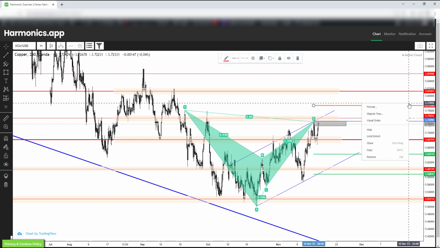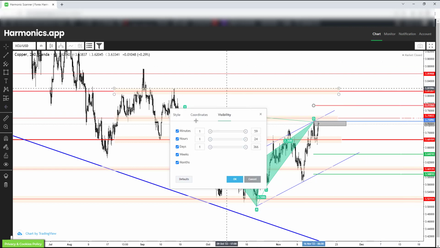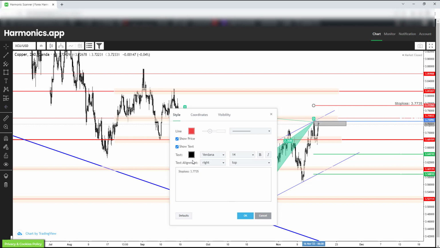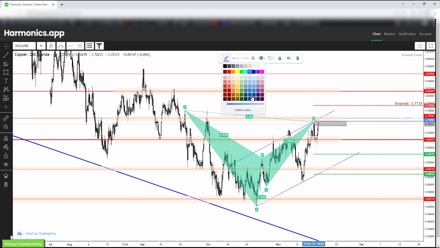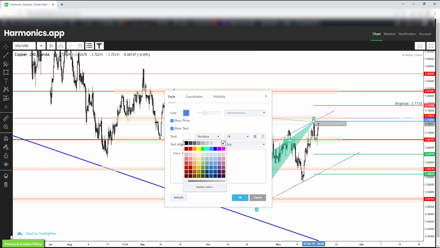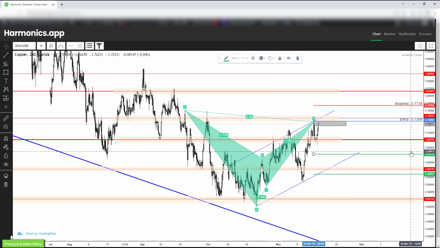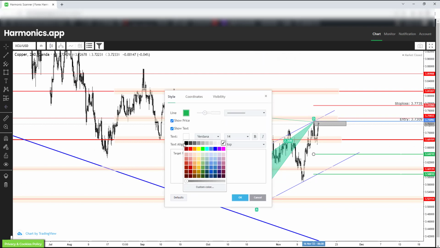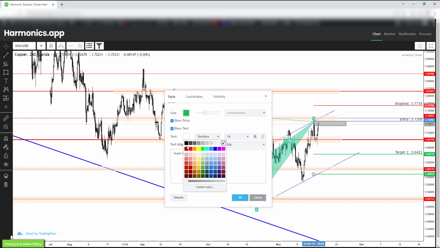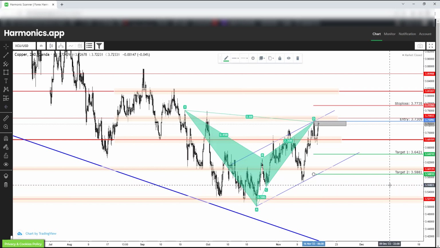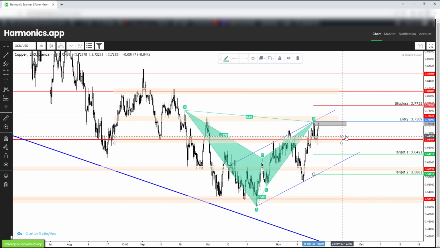Just to change the colors of the text so we can see stop loss, entry level. It's a black one. Take profit 1 and take profit 2. Here it is what we can see. Now we can make the analysis.